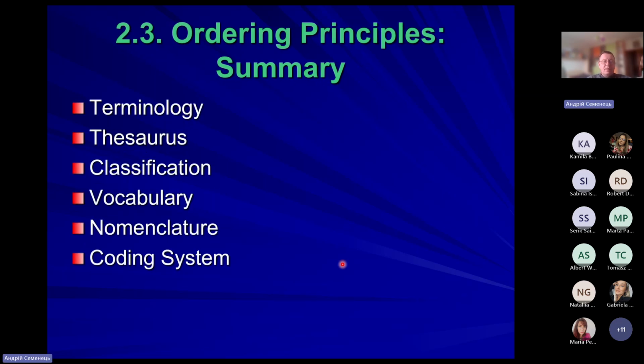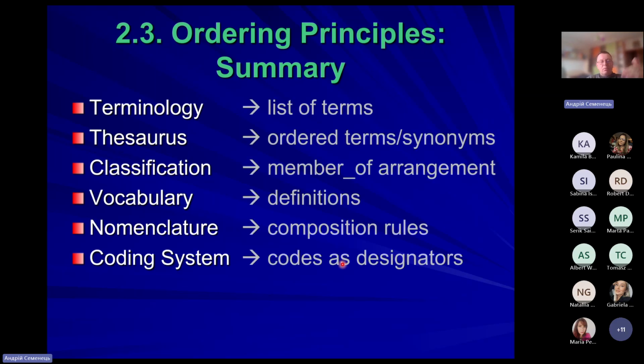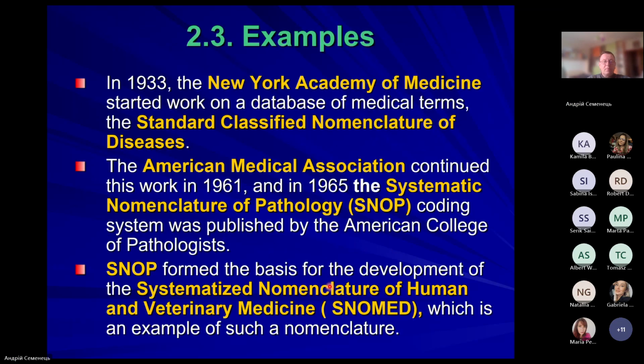And then it's important to bring some ordering principles here. I already denoted the understanding of terminology: thesaurus, classification, vocabulary, nomenclature, and coding system. And here is what each one provides. First, a thesaurus provides a list of terms, ordered terms, synonyms. Classification provides member arrangement, what is part of this. Vocabulary gives definitions, nomenclature gives composition rules, and coding systems give codes as designators or labels on all of this.